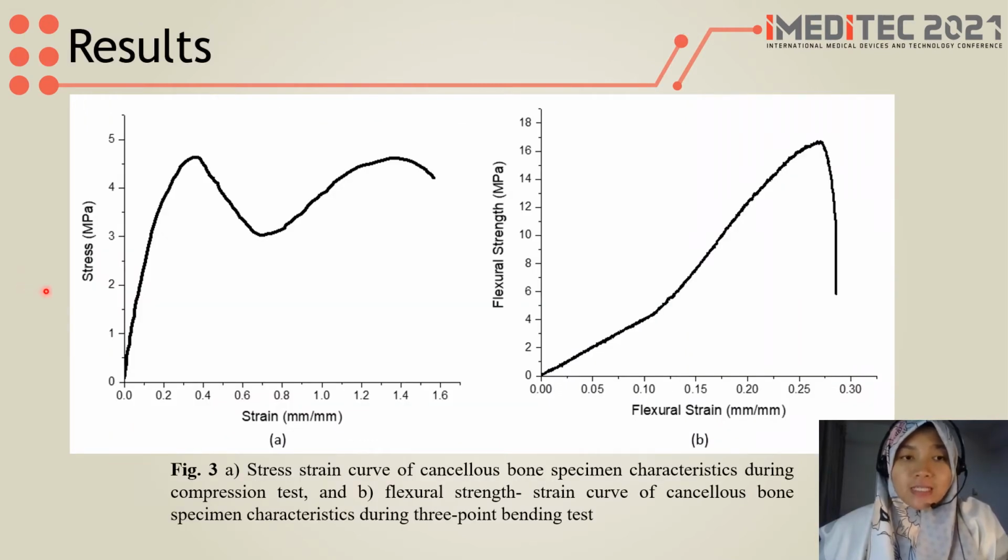From the tests conducted, the results between compression and three-point bending tests show different results. In figure A, the compression test showed that the cancellous bone specimen failed between 4 to 5 megapascal, whereas in the three-point bending test, cancellous bone specimens were found to fail within 16 to 18 megapascal.